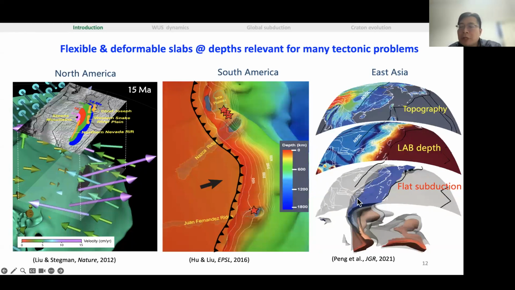Another example is an even more recent paper. This is subduction below the Western Pacific, basically East Asia. And we can see that this is the late Cretaceous. We have a very large scale flat slab, right? When the flat subduction happened, it basically thinned the mantle lithosphere. The LAB is reduced a lot, and eventually the surface topography reduces. And this is a characteristic geomorphology feature of East Asia.